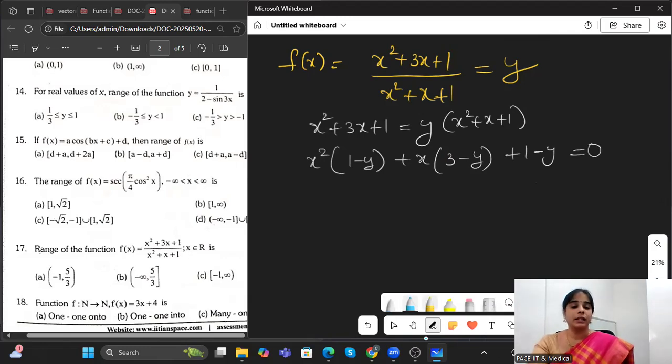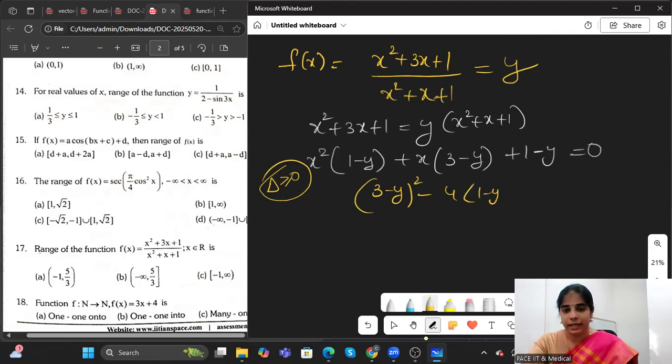Now, as they said, see, x is real. So when x is real, obviously the discriminant should always be greater than or equal to 0. Agree with that? Right? So discriminant, that is b square minus 4ac. That is your 3 minus y whole square, b square, isn't it? Minus 4 times a and c. So b square minus 4ac is greater than or equal to 0. Now you just expand this.